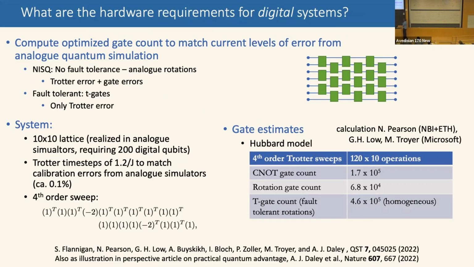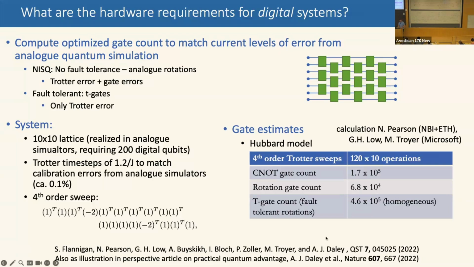But still, the conclusion was you can't do it without fault tolerance, because you would need gate errors of the order of 10 to the minus 5 or 10 to the minus 6 in order to match, in a Trotter evolution at fourth order, what you have in analog simulators right now. And what you found was that effectively you needed of the order of 500,000 to 1 million logical gate operations in order to look at a Hubbard model on a 10 by 10 grid, with the same precision that we can look at it up to about 10 tunneling times in analog experiments today.